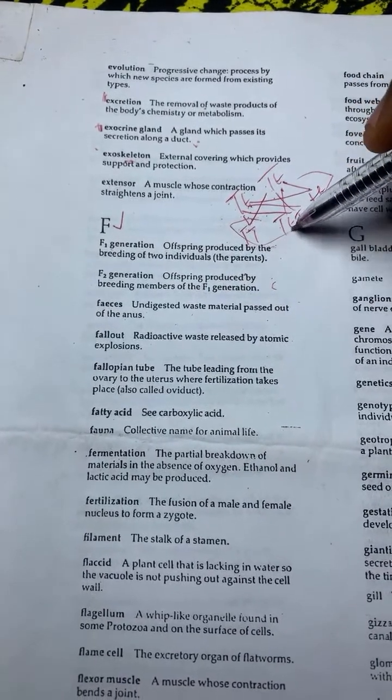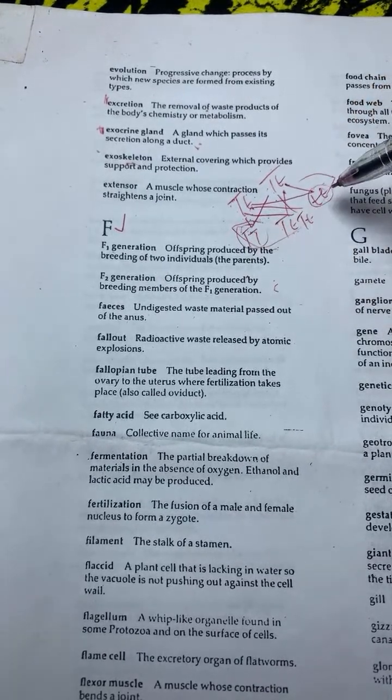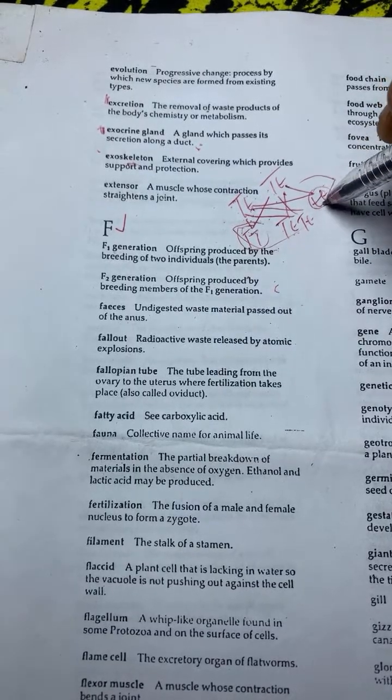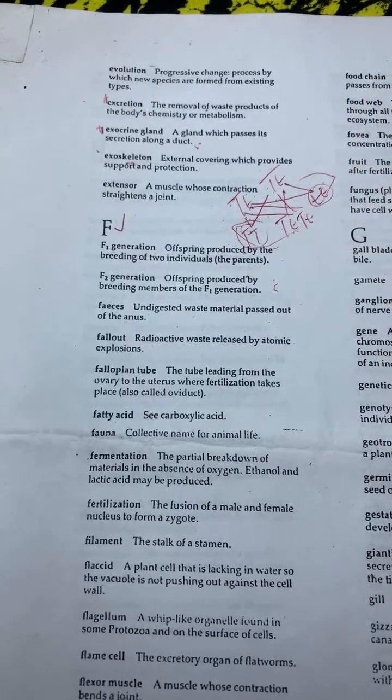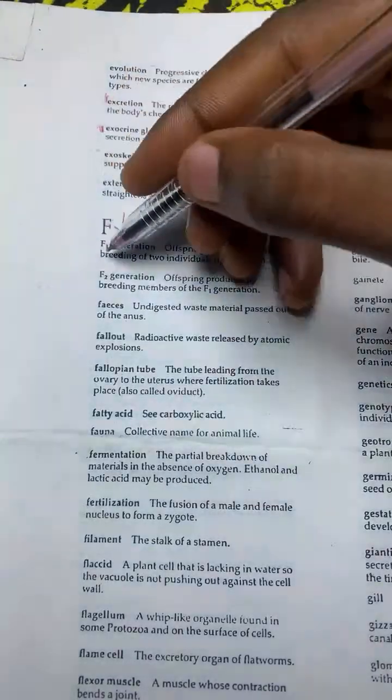Now, F2 generation are offspring produced by the breeding of members of the F1 generation. So that means these four offspring that I produced here, if let's say the first offspring and the last offspring decide to have intercourse, even though you're my sister, the next organism that they produce is called what? F2 generation, the second filial generation. I don't know if you're getting what I'm saying. Good.